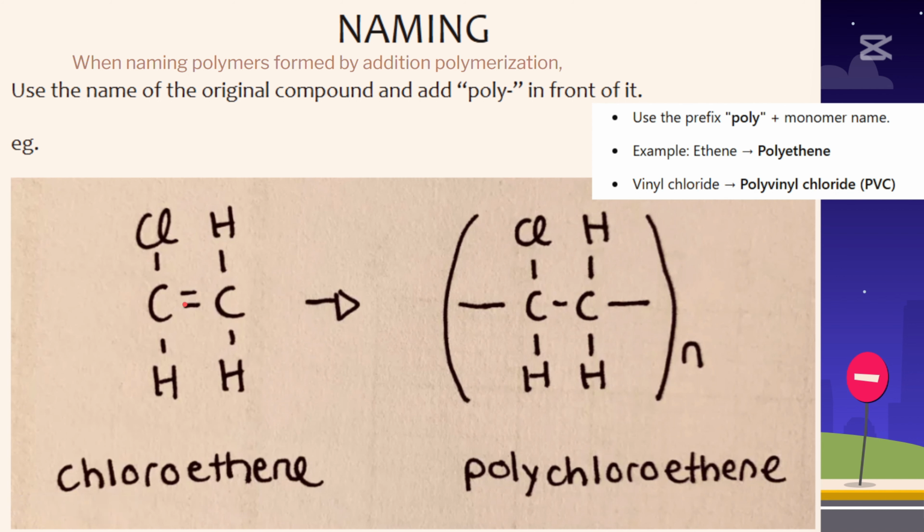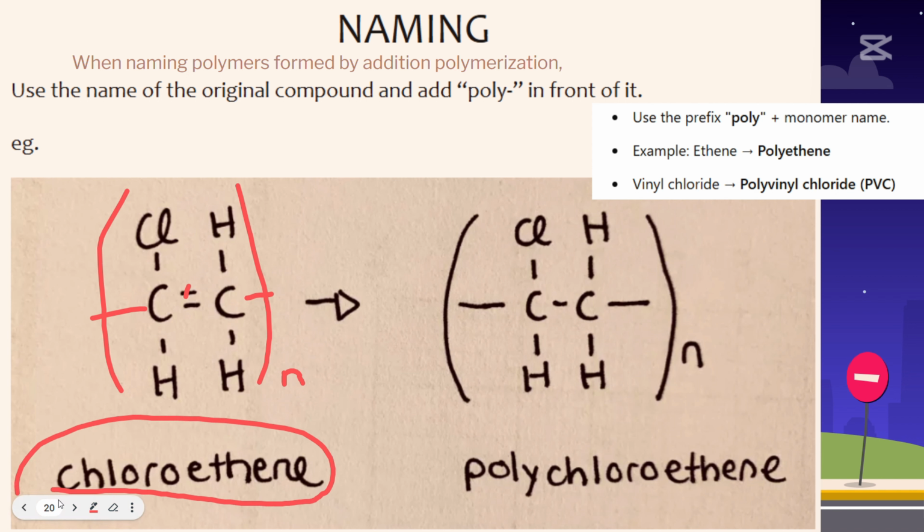Right, so once again, we break that double bond, put our bonds on the edge, draw our curvy brackets and the n, making it our polymer right there. Now if this is chloroethene, then the name is going to be polychloroethene, right? That's for the naming. And polyvinyl chloride, that's actually the name that they give to this.